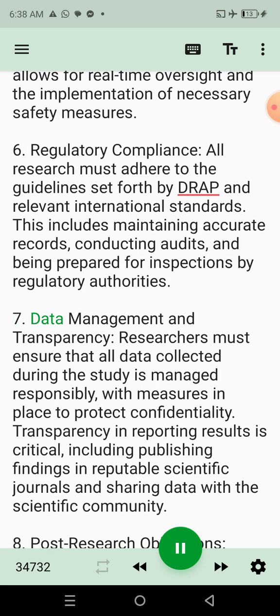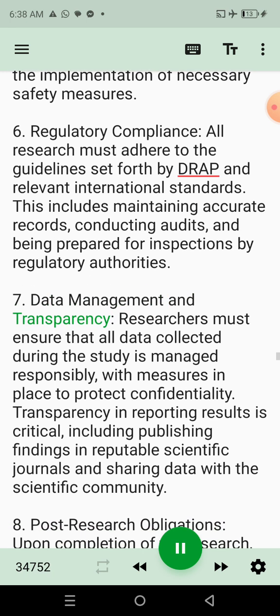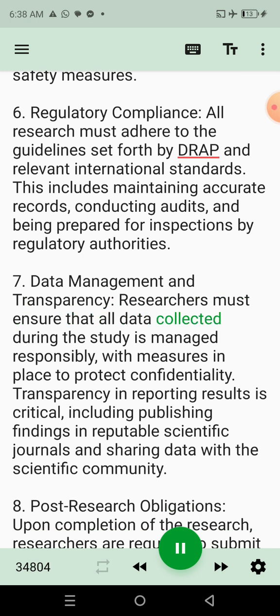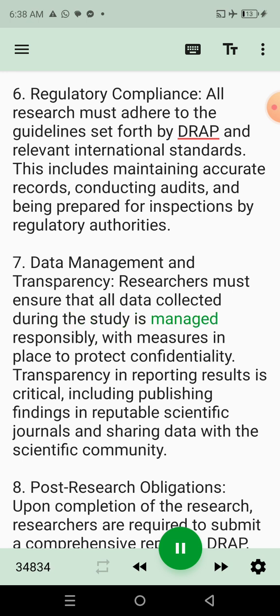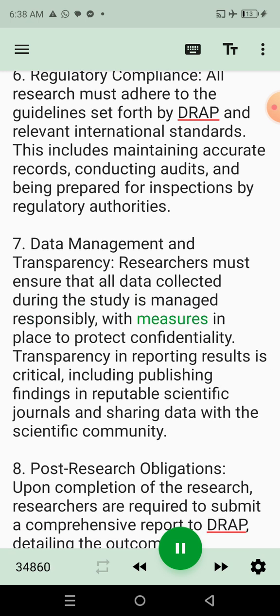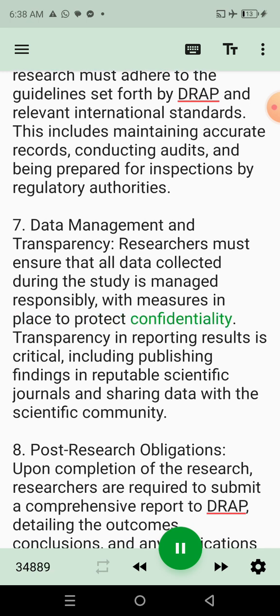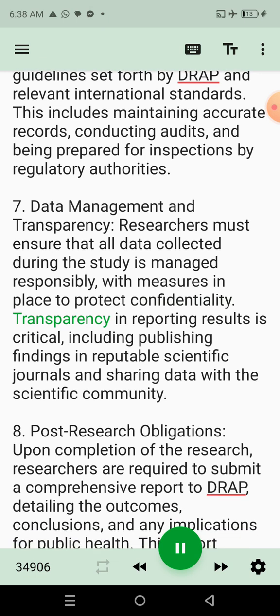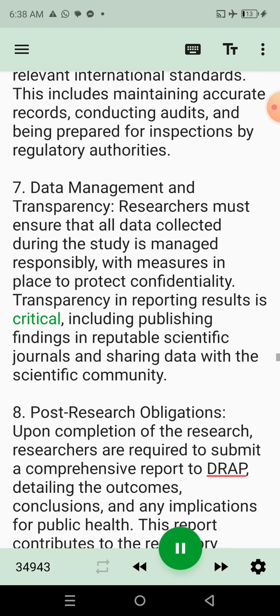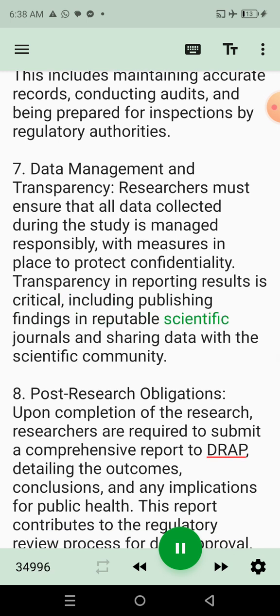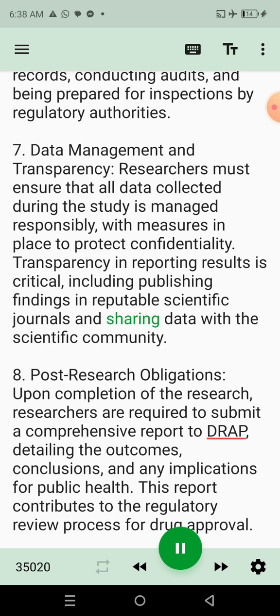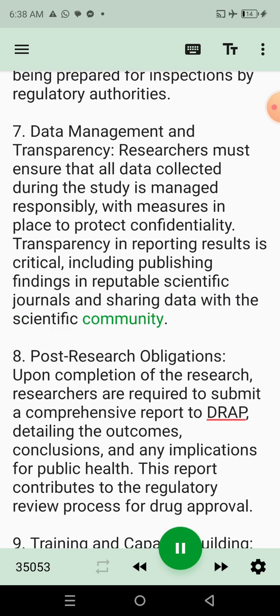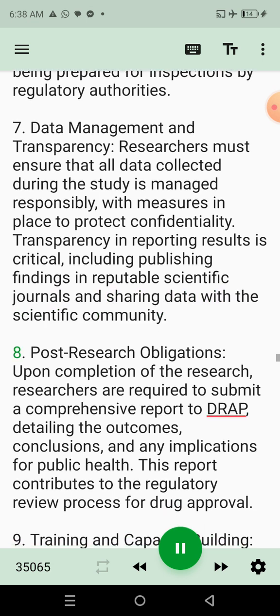7. Data management and transparency. Researchers must ensure that all data collected during the study is managed responsibly, with measures in place to protect confidentiality. Transparency in reporting results is critical, including publishing findings in reputable scientific journals and sharing data with the scientific community.